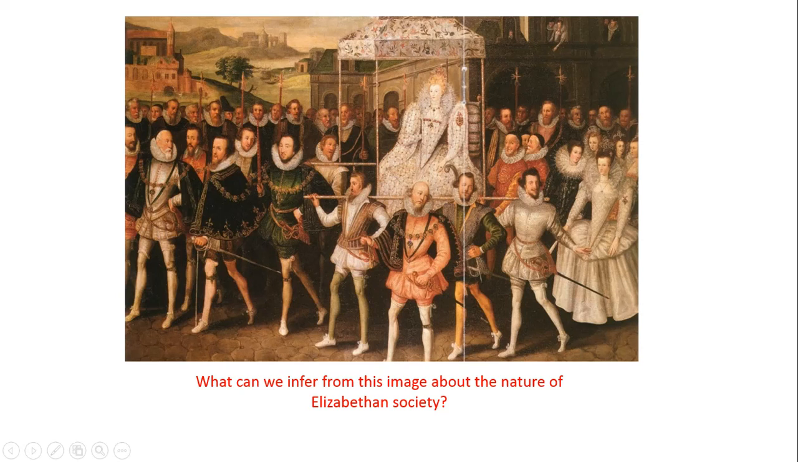We could infer how important the Queen is from the protection that she is obviously enjoying in this particular image. Look at the way in which the men who are carrying her have their hands on their swords. They are there to protect her. We could infer how adored she is, and certainly that's the way that the person who painted the image wants us to think. Look at the way people are gazing upon her in awe.